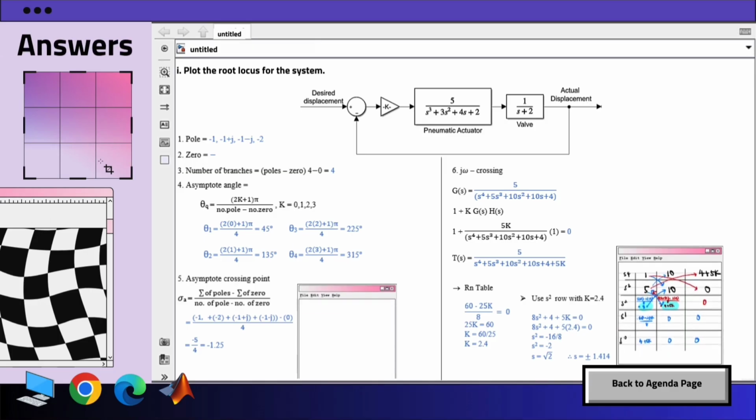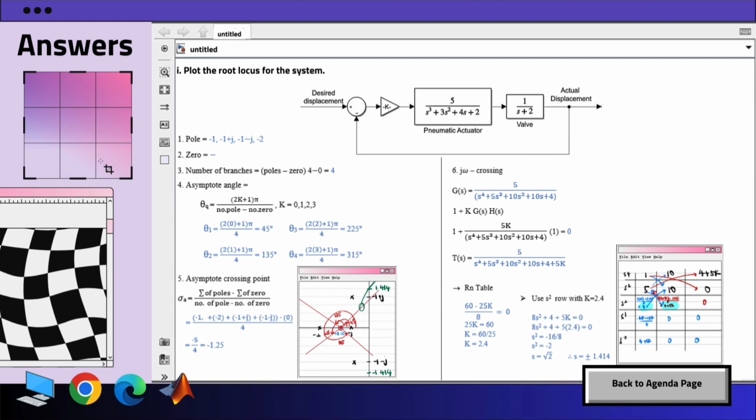To plot the root locus, this was the calculation that was done. We got 4 poles, no zeros. The asymptote angles are 45 degrees, 135 degrees, 225 degrees and 315 degrees. The asymptote crossing point is negative 1.25 and the jω crossing is 1.414 with K 2.4.